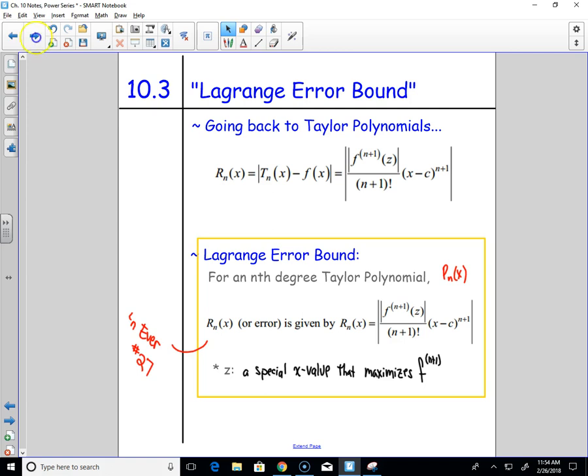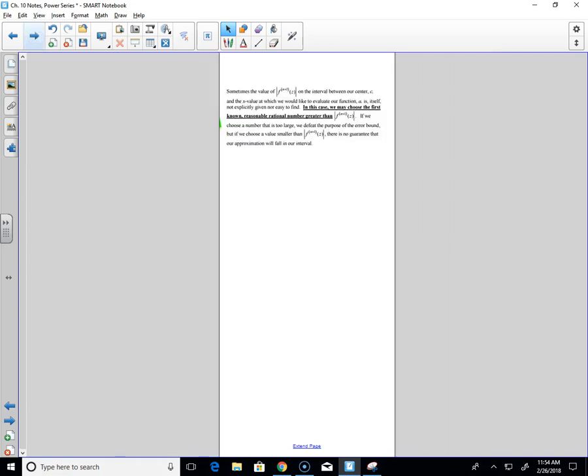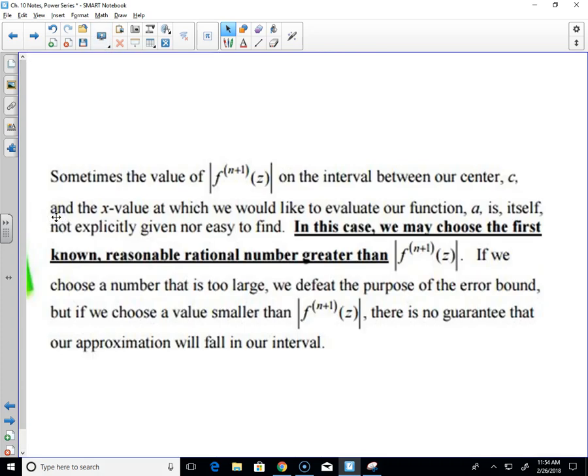But when you're reading this paragraph, there's a dilemma with z. There's a big dilemma with z. The idea behind this is we're trying to figure out the error possible in an approximation that's trying to keep us from going to our calculator. But sometimes, to find the maximum n plus first derivative where it occurs at z, you have to use your calculator. So some people say that kind of negates the whole point of the entire Lagrange error bound.